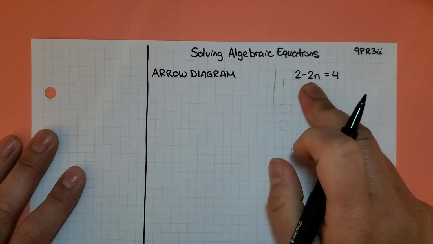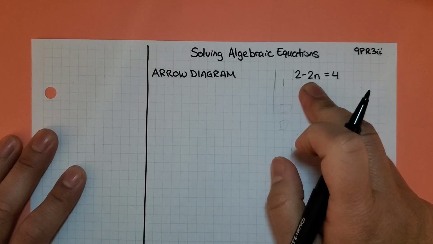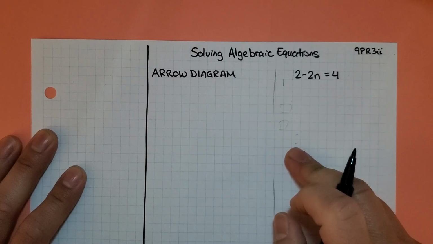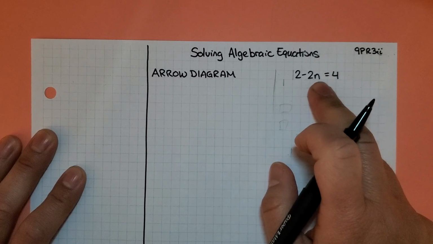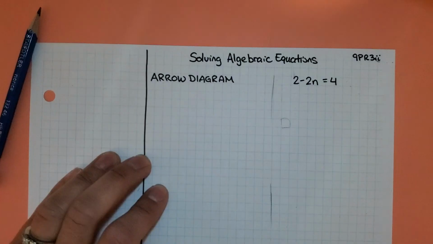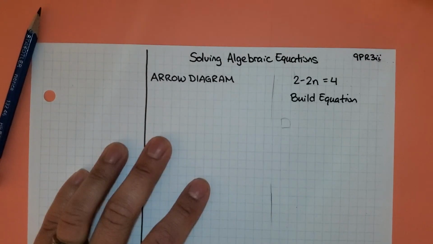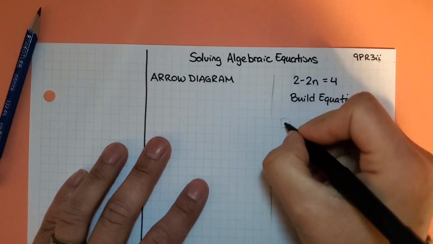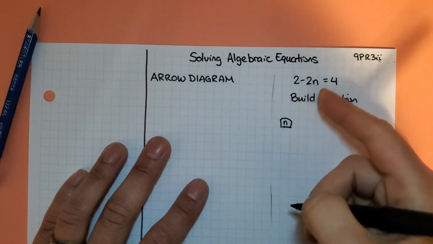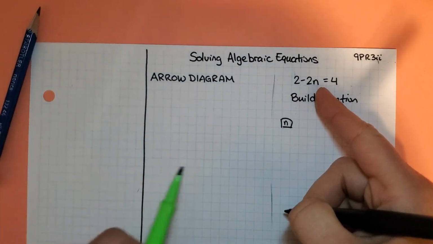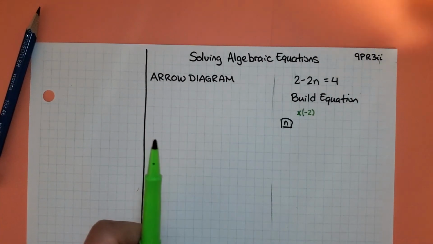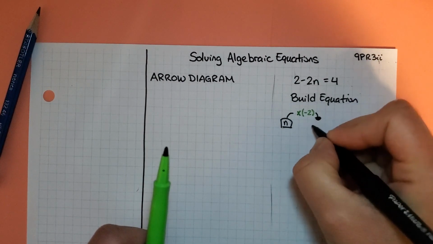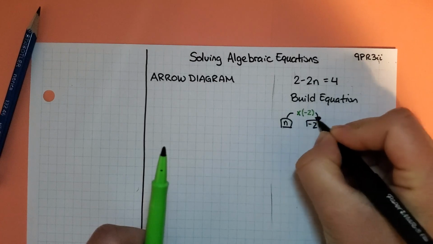So we're going to be solving this algebraic equation, 2 minus 2n equals 4. And we're going to be building up an equation and then solving an equation. And we're going to build it around this variable n. So on the top, we are building the equation starting with n. Now the first thing that's affecting the n is it's multiplied by -2. So that's what we're doing first to build the equation, resulting in -2n.